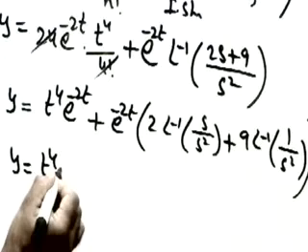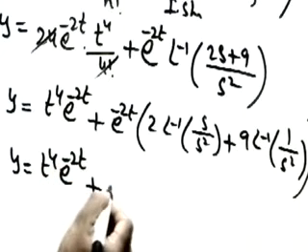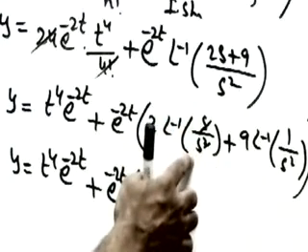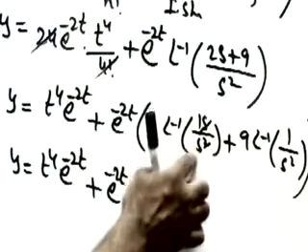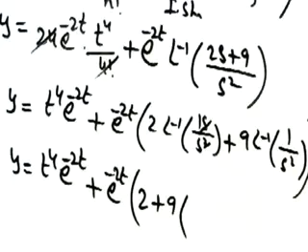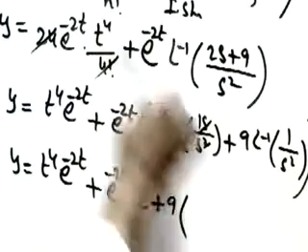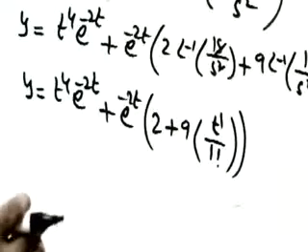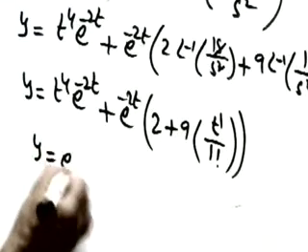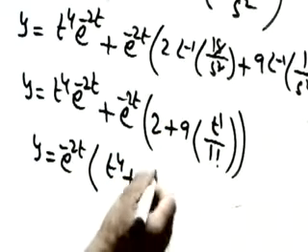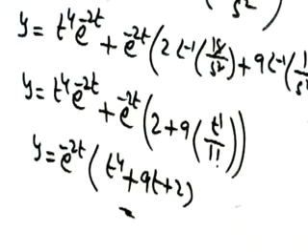See here, now let me continue. Y equals t power 4 e power minus 2t plus e power minus 2t into (2 times Laplace inverse of 1 by s plus 5 times Laplace inverse of 1 by s square). Laplace inverse of 1 by s we directly have as a formula: it is 1, so 1 into 2 is 2. Plus 5 into Laplace inverse of 1 by s power (n plus 1). Here n plus 1 is 2, so n is 1, and the formula gives t power 1 by 1 factorial. Last step, let me take e power minus 2t common. Y equals e power minus 2t into (t power 4 plus 5t plus 2).